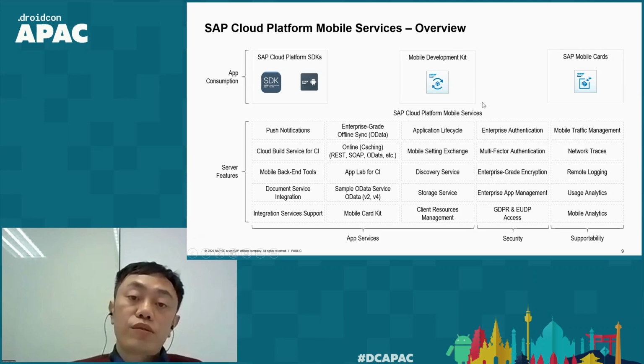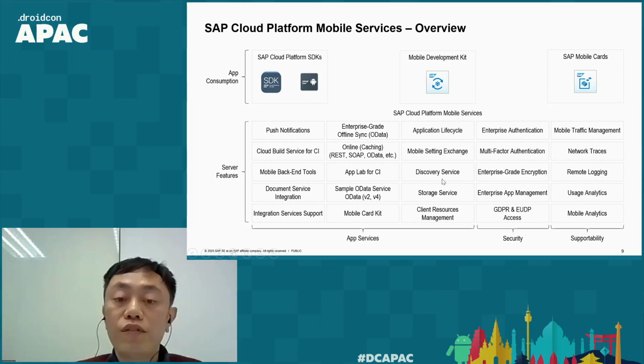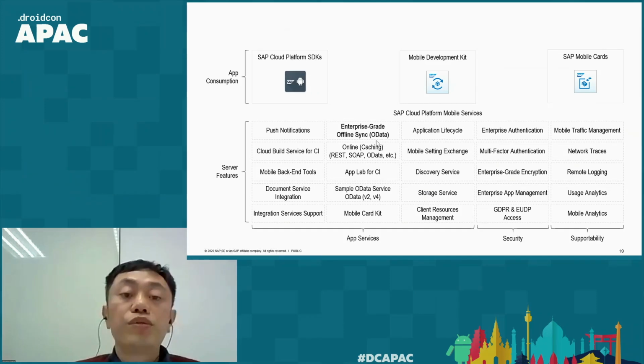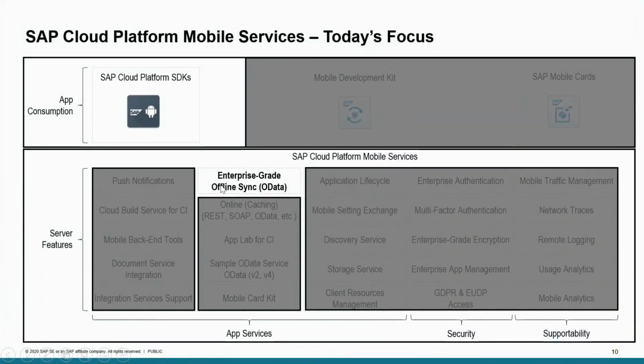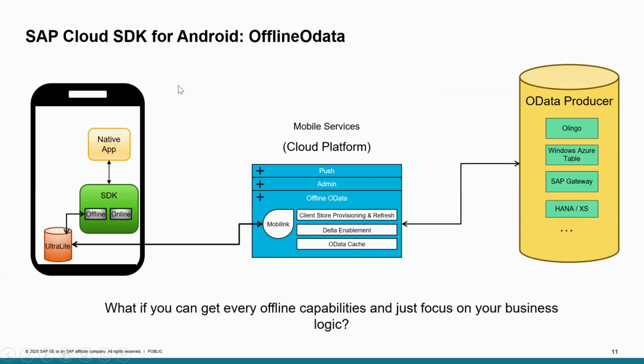In this picture, I just want to give you an overview of the SAP Cloud Platform mobile service. From here, we can see mobile service has a lot of useful features and services. But today, we will just focus on these two parts, the SAP Cloud Platform SDK and the offline data server component. These are the two components used with offline.